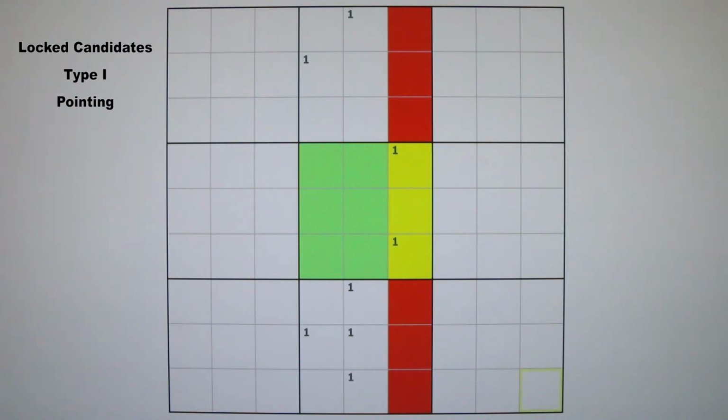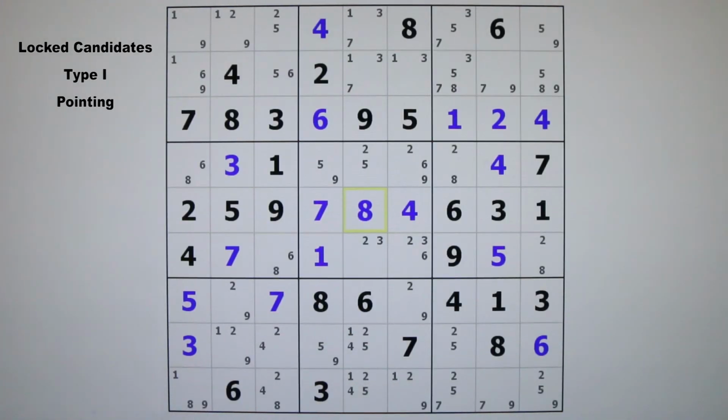Okay, let's look at some real examples in actual puzzles. Okay, here in this first puzzle, I'll give you a clue. There is a pair of locked candidate 9s that will produce some eliminations. Can you find them? I'll give you a couple of seconds.